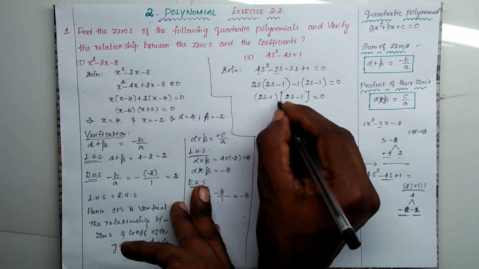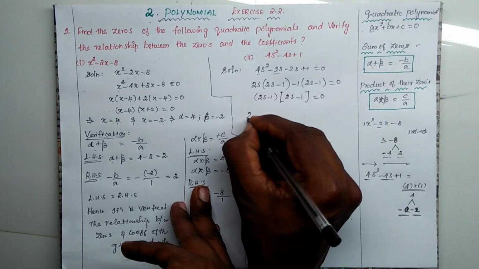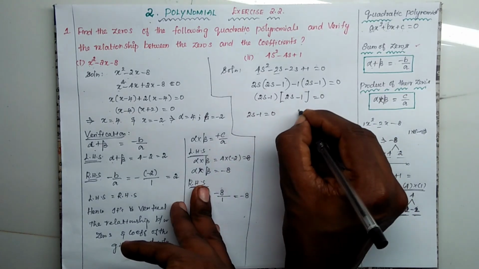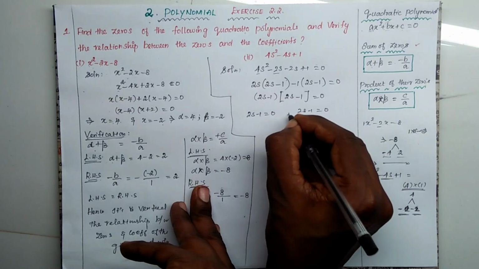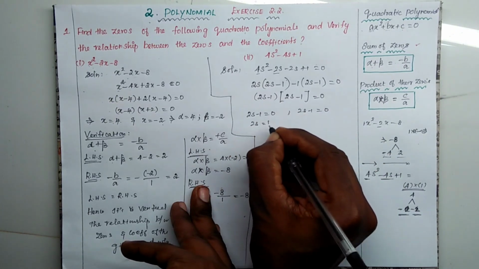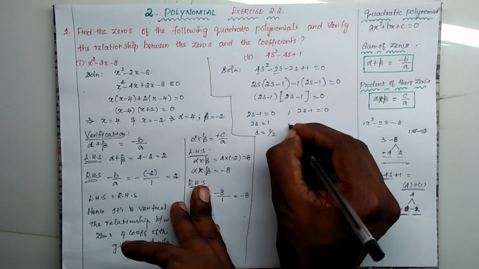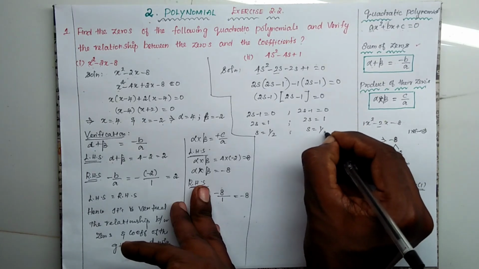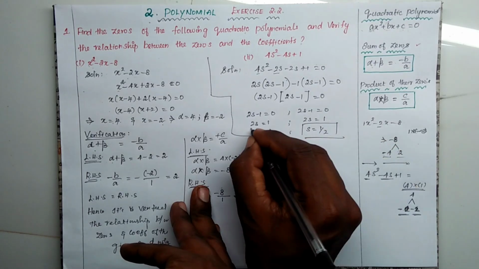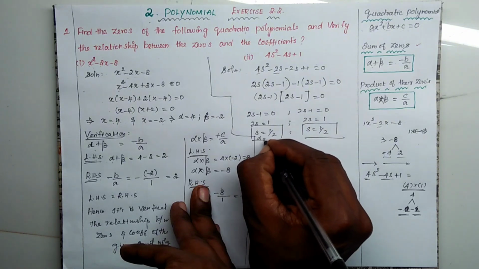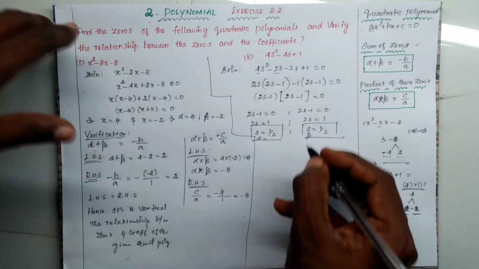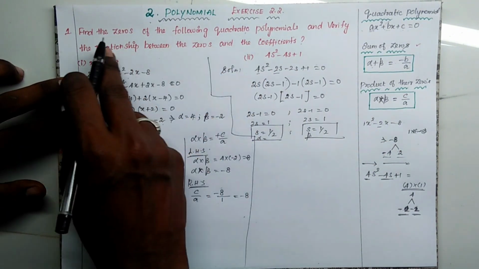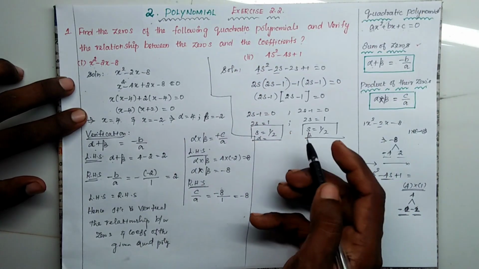Now we are equating this to 0. This will give us 2s minus 1 is equal to 0 and again 2s minus 1 is equal to 0. Now 2s is equal to 1 and s is equal to 1 by 2. Similarly for this one, 2s is equal to 1 and s is equal to 1 divided by 2. So now we get this alpha and beta. This is alpha and this is beta.